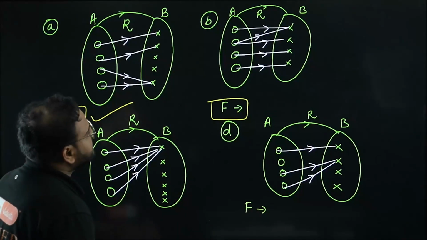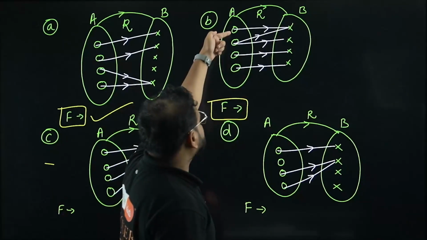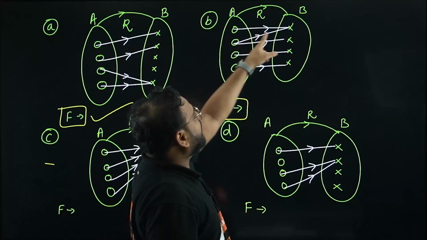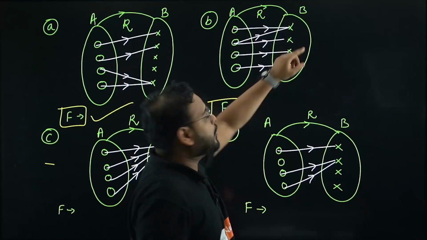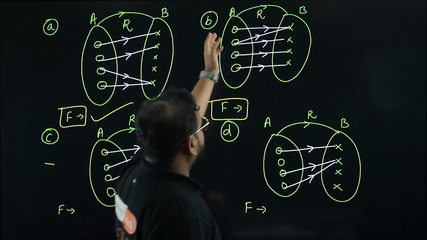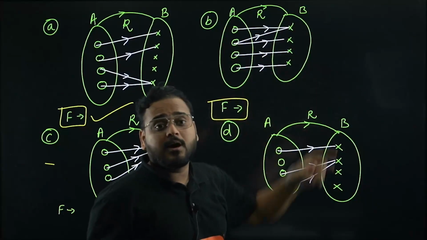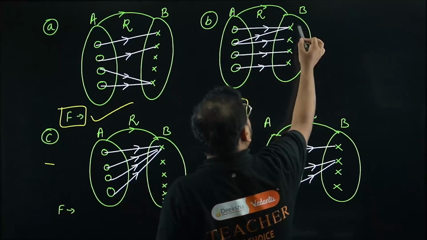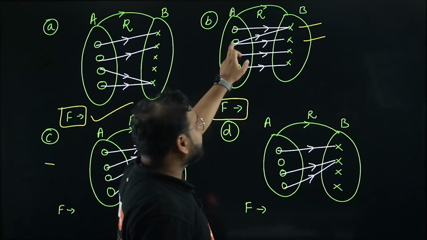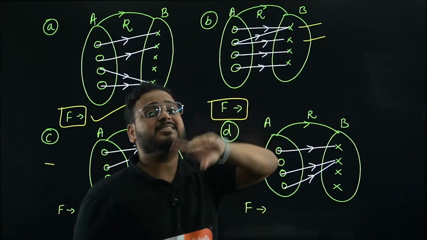In this one, the first condition is that all the elements in the domain are mapped. Yes, all of them are related, not a problem. But check this out. The first element is mapped to this uniquely. Second one, you check. The second one is mapped to two elements in the codomain, this and this both. Is it a unique mapping? For the second element in the domain, you have two elements in the codomain mapped. It means not a function.